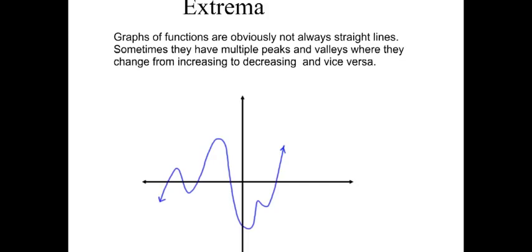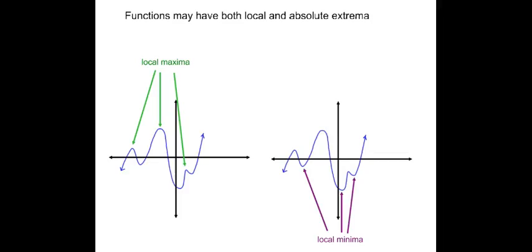Decreasing over these intervals. Wherever a function changes from increasing to decreasing, it forms a little hump, or from decreasing to increasing, it forms a little valley. These are called extrema. It's a maxima, or singular would be maximum, where it makes a hump, and it's a minimum wherever it makes a valley. Functions may have both local and absolute extrema. Local extrema are the humps or valleys, maxima and minima.